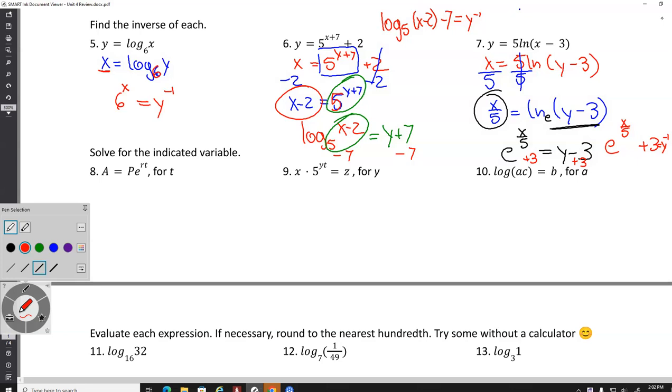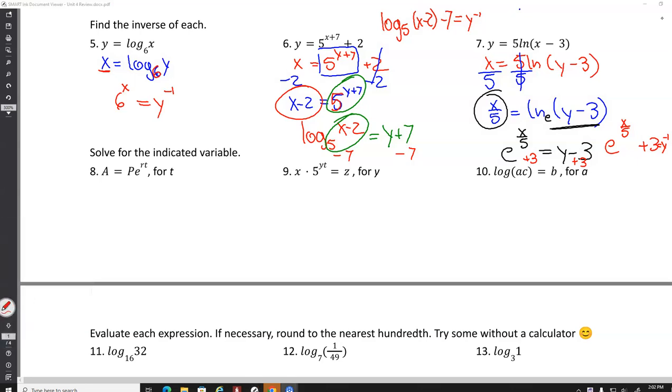Okay. All right. I didn't get that. Could you? All right, now solve for indicated variable.